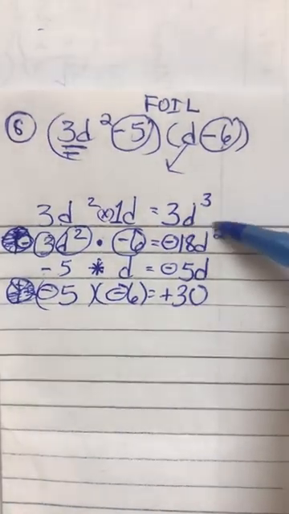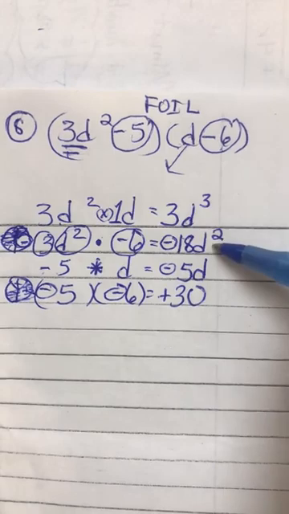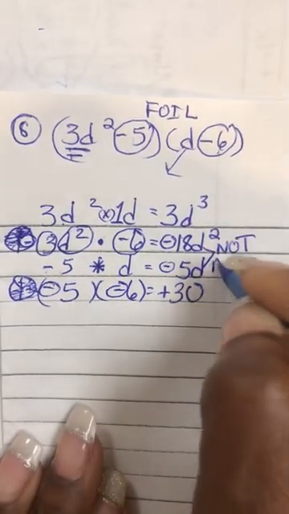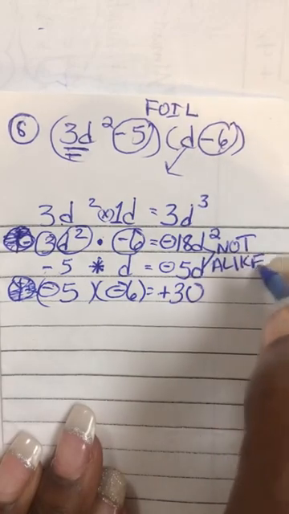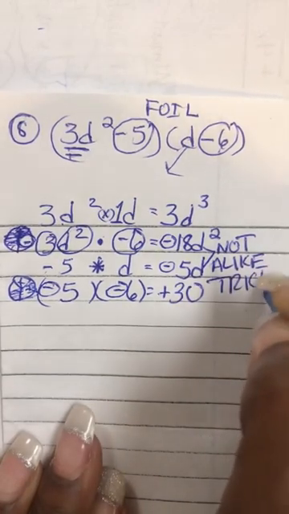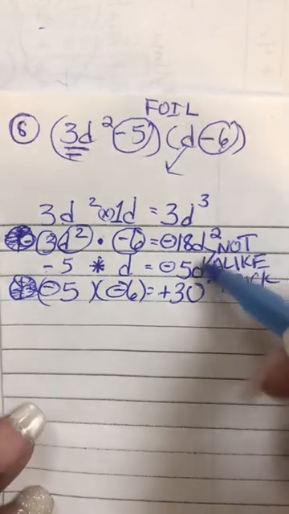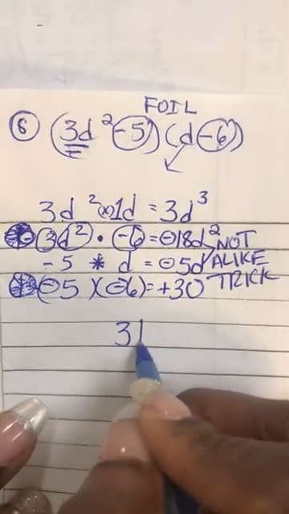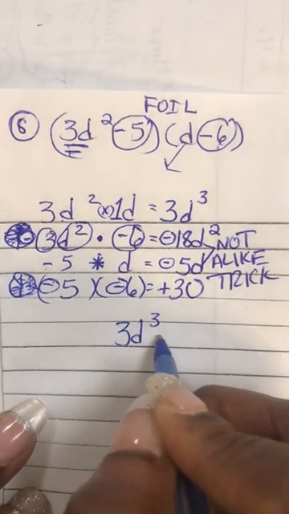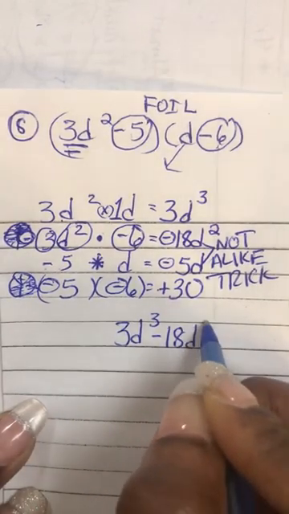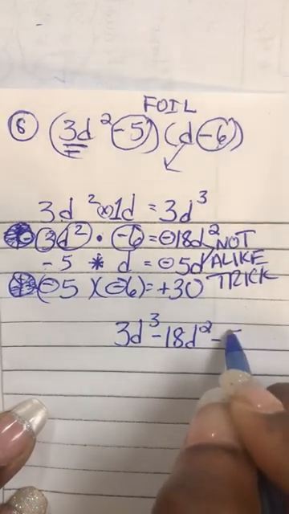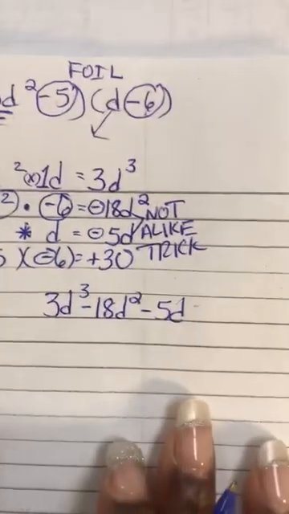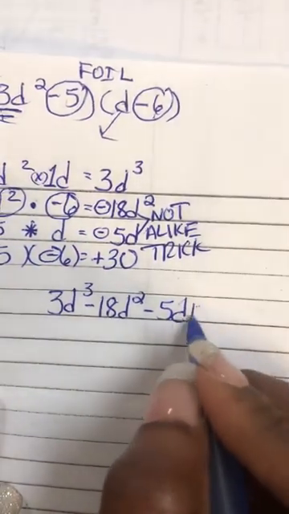Normally, we're able to put a box around the 2 middle terms because they're alike. In this case, these are not alike. So this is a trick. This is a d squared and that's a d. We cannot add those together. So this is actually our answer: 3d cubed minus 18d squared minus 5d plus 30.